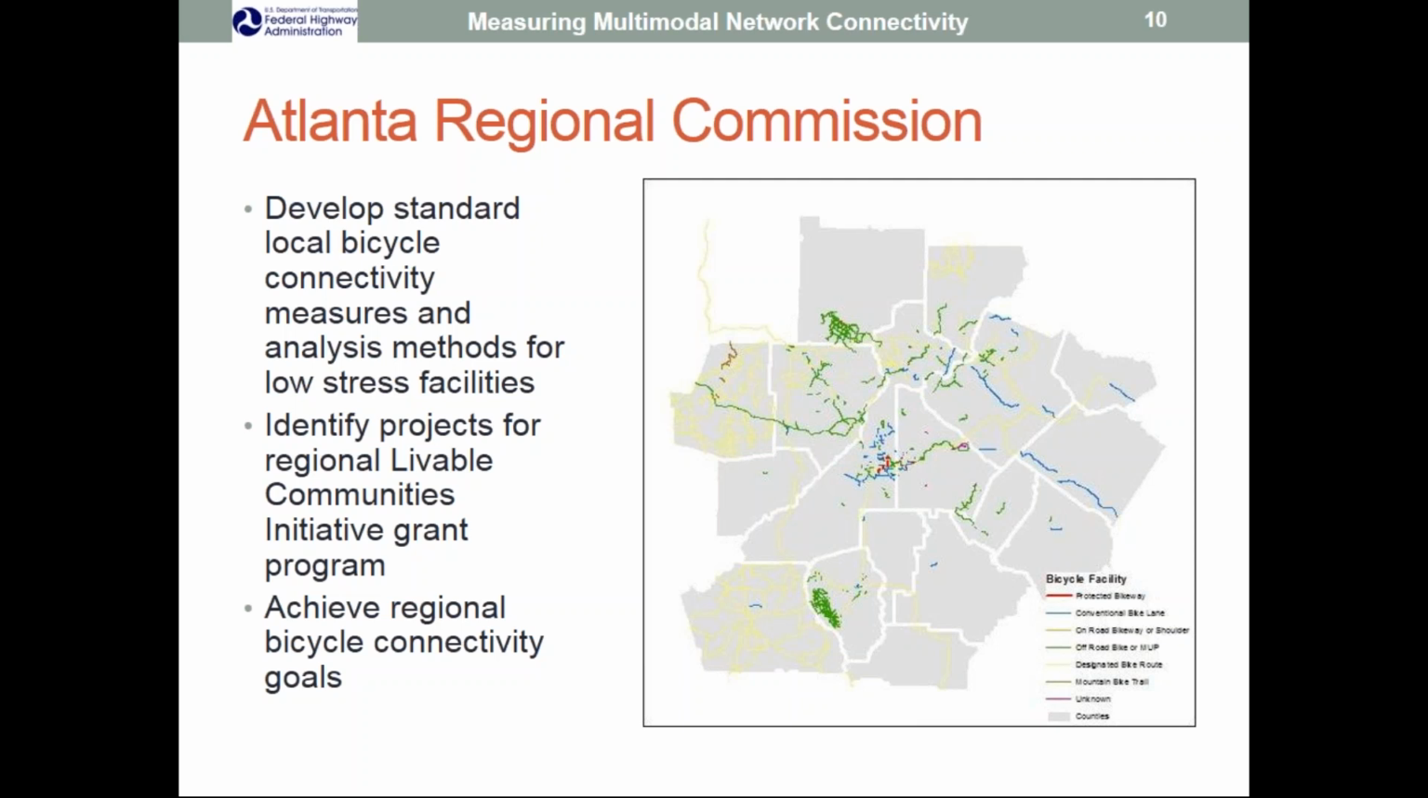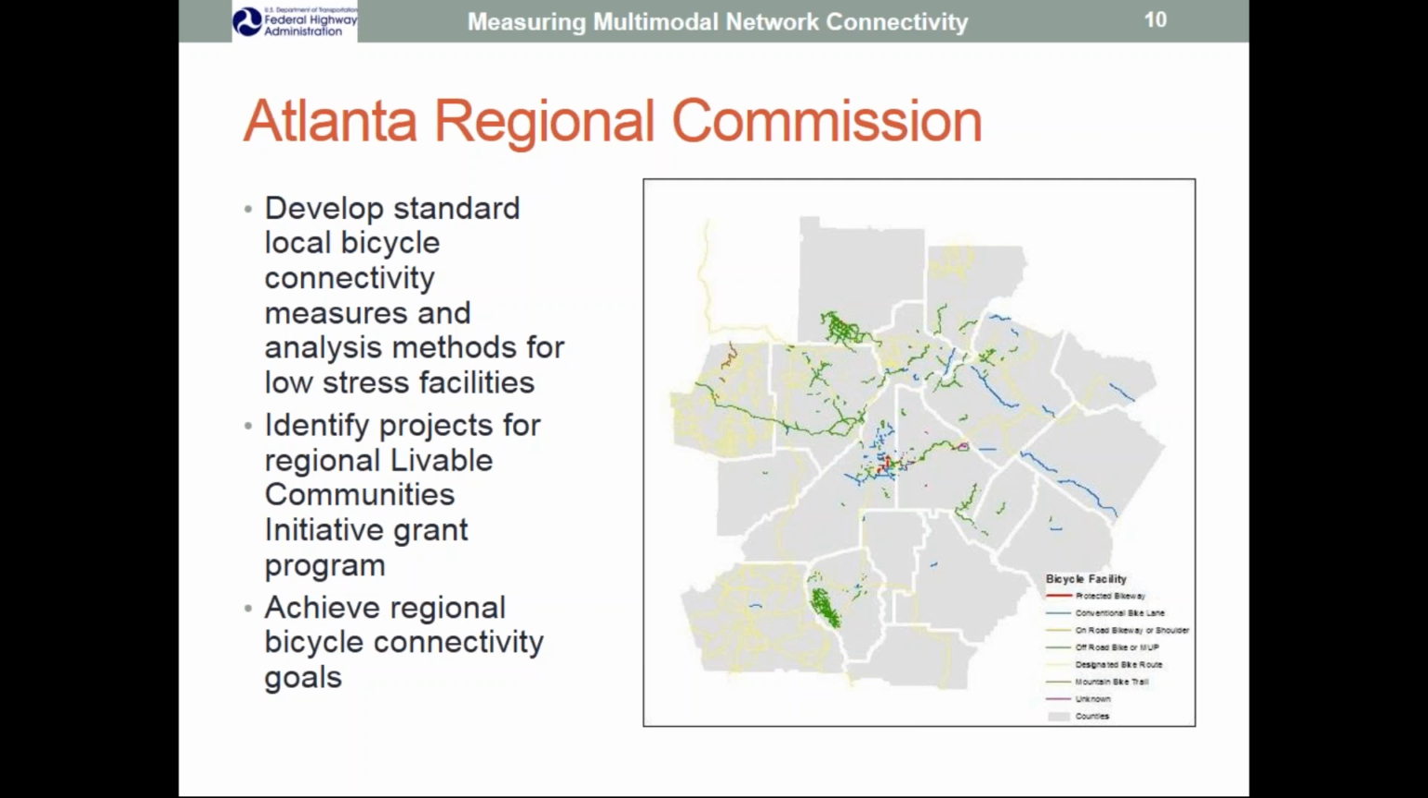In Atlanta, some of you may know the Regional Commission there has a wonderful program called the Livable Communities Initiative that encourages local planning for all sorts of types of modes of transportation that contribute to community livability. And when you do your plans, you then are in a better position to be able to compete successfully for regional funding for infrastructure. And so this project was really making an effort to try to improve the level of quality and of consistency of the way that, in this case, bicycle connectivity measures and methods could be applied at that local scale.